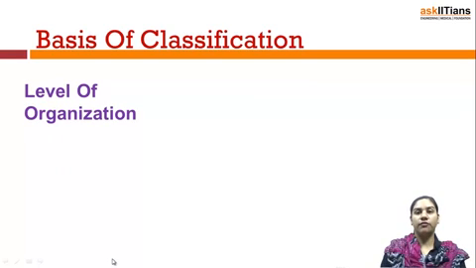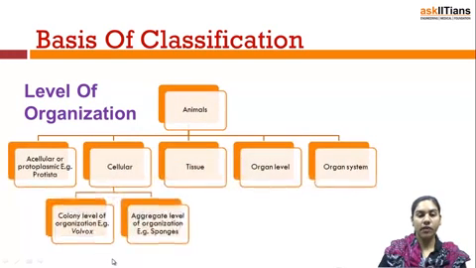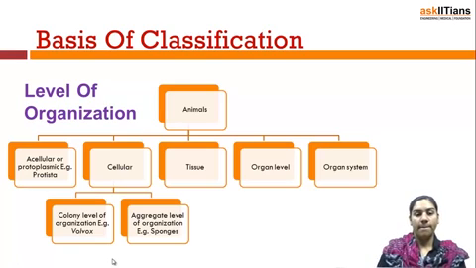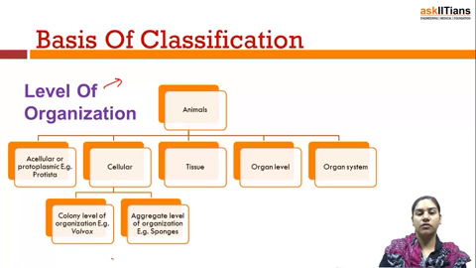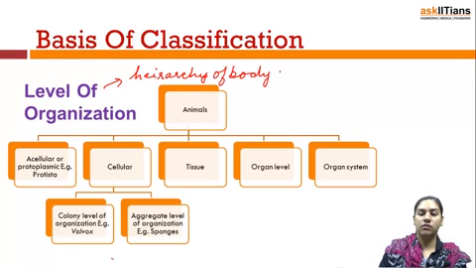So, our first topic of discussion is the basis of classification. These are the various characteristics on the basis of which the animal kingdom has been classified. The first basis of classification is the level of organization. The level of organization represents the hierarchy of body organization and systems.